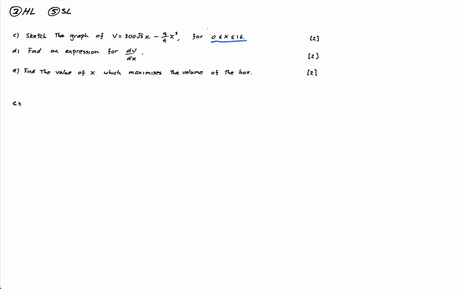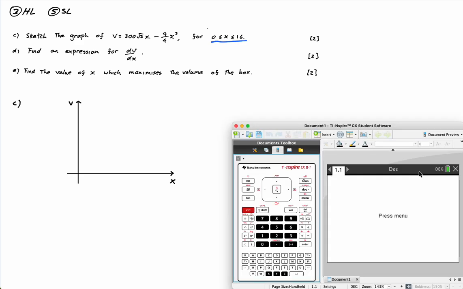So I'm going to put down a set of axes here. I'm only going to do from 0 to 16, but let's look at what it looks like. So this is going to be X, and this is going to be V. So to sketch it, let's just sketch it on our calculator.